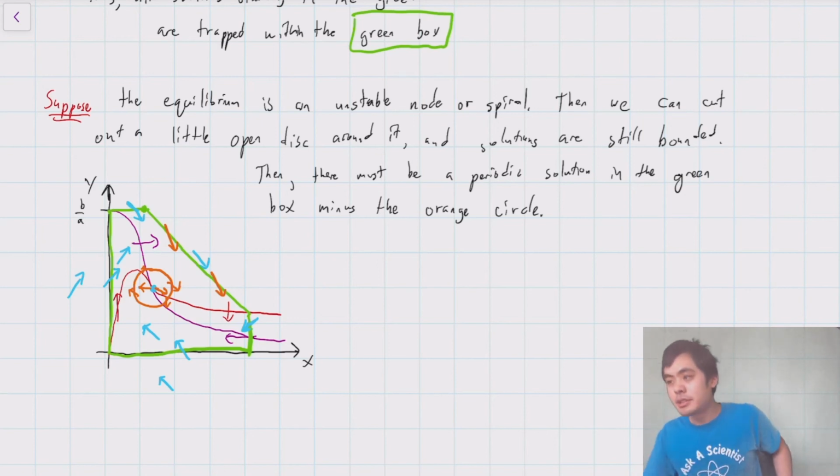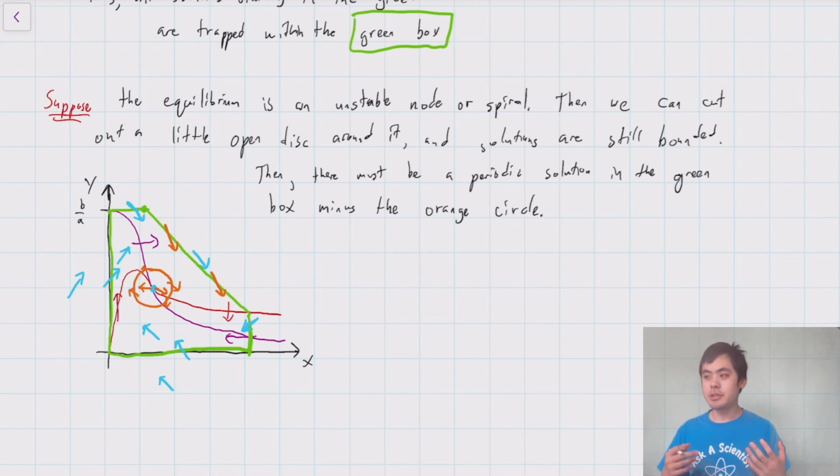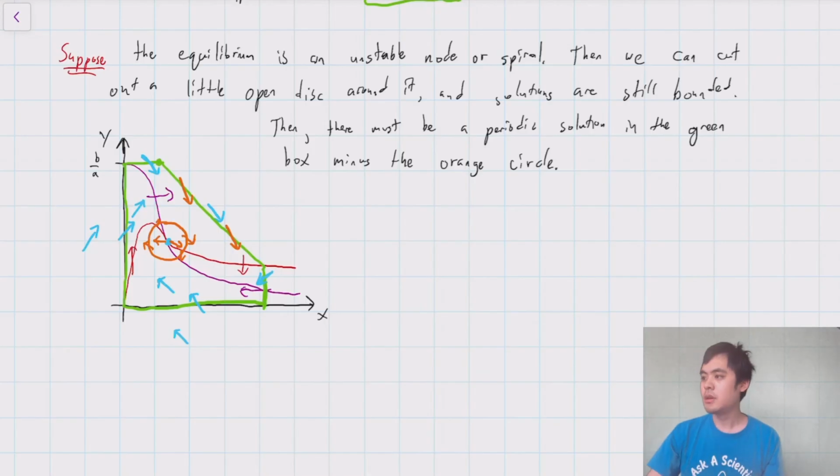Basically what we're doing is we need a closed and bounded set that doesn't contain any equilibria in which the solutions are still trapped. And so what we do is we excise the equilibrium, and so long as the excised equilibrium still causes solutions to be trapped within the new region, then you can say that there's a periodic solution. So it's important to note that this does not work if you have an unstable solution or if you have a saddle point.